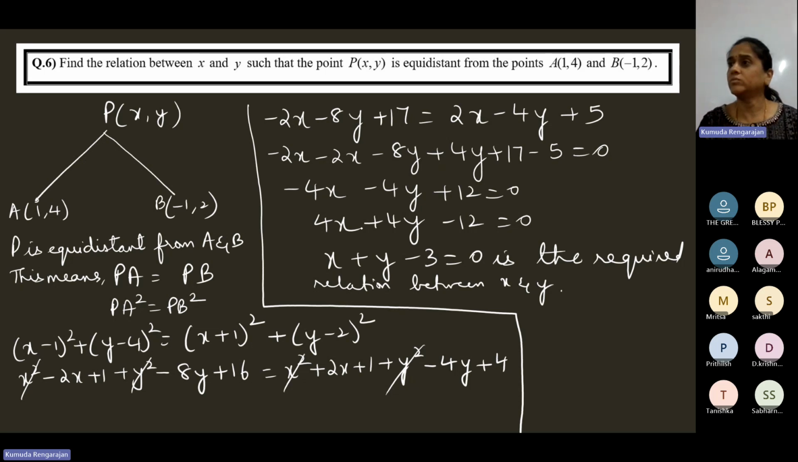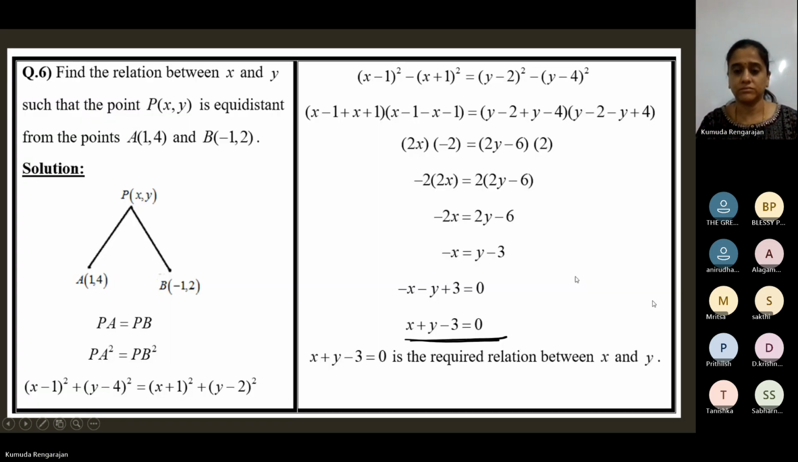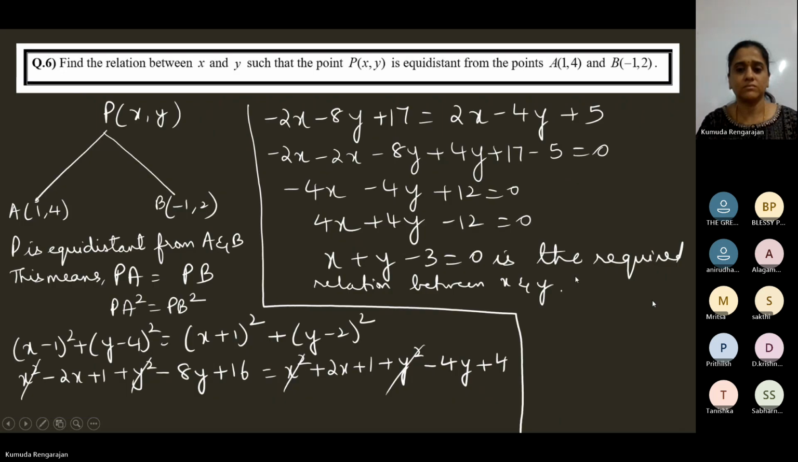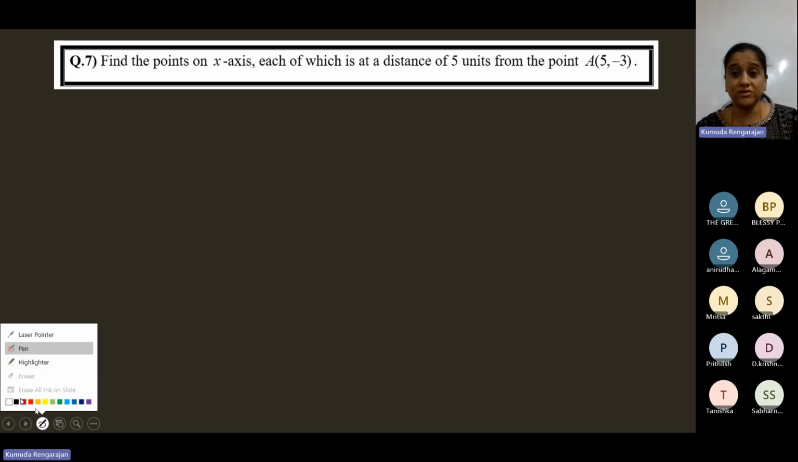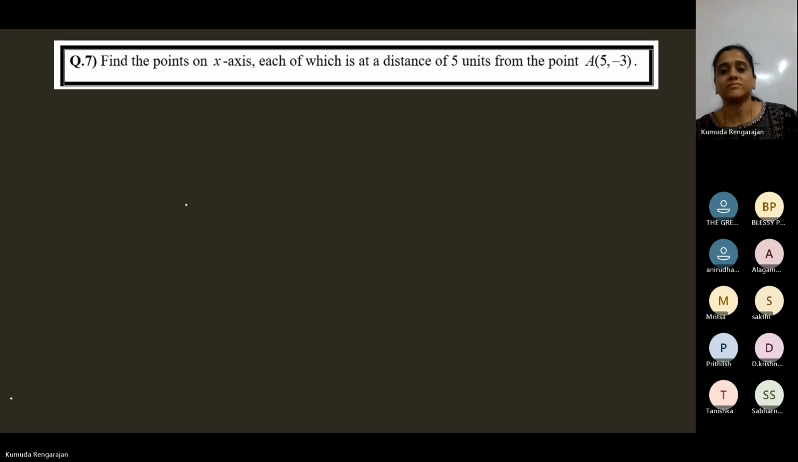Done, children? All of you? Next one. Find the points on the x-axis, each of which is at a distance of 5 units from the point A, 5, minus 3. So you'll have to find points on the x-axis, each of which is at a distance of 5 units from the point A, 5, minus 3.